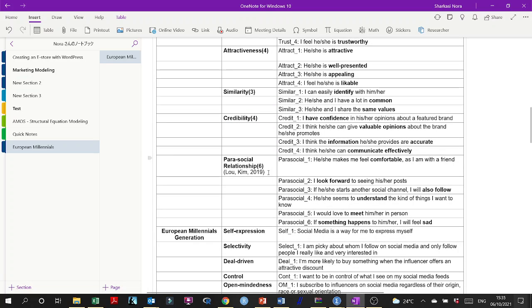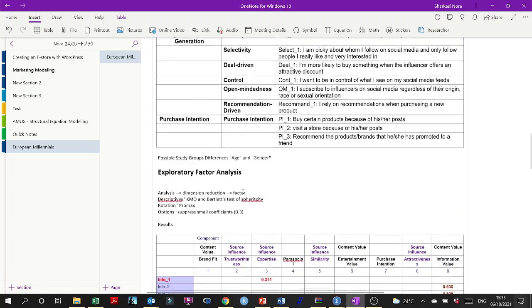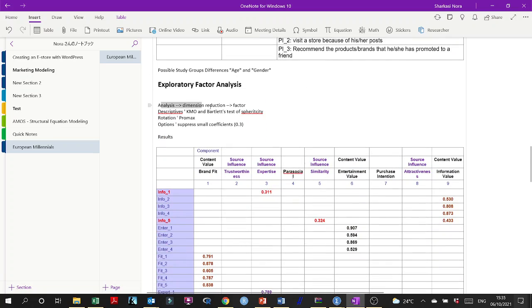Okay, so now once you lined up your data nicely here, this is how I got to the exploratory factor analysis with SPSS. So I'm going to write here SPSS.